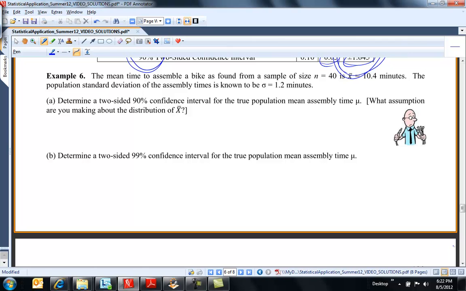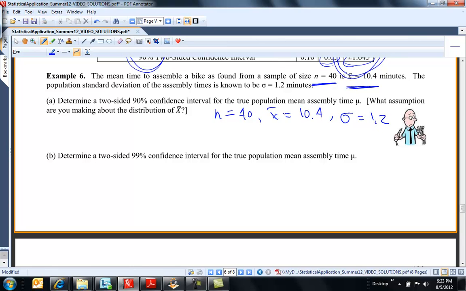So down here, mean time to assemble a bike for a random sample of 40. So you ask 40 people to practice putting together a bike. You're not sure how long it's actually going to take, but you maybe want to put a confidence interval on the box, like here's how long it's going to take you. So here was 40 people, and it took them 10.4 on average. I mean, that's the average for 40 people. And we know sigma is 1.2.